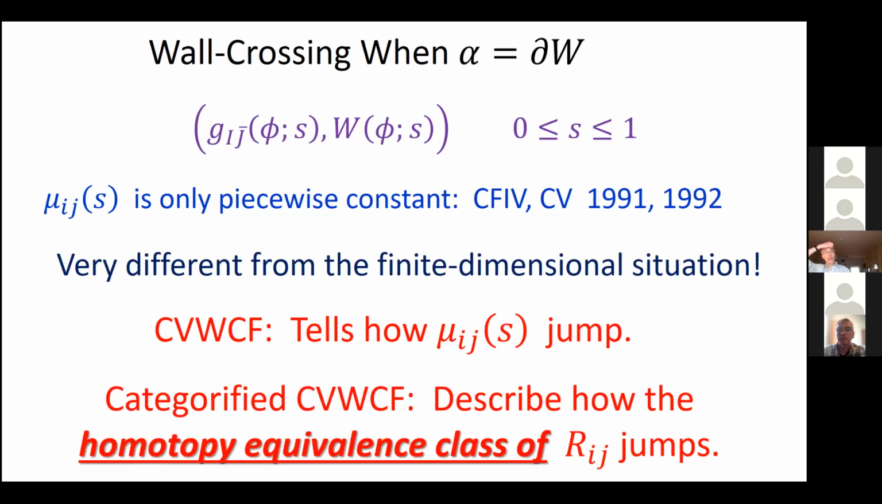But what we want to do today is go further. We want to talk about the so-called categorified Cecotti-Vafa wall crossing formula, which describes more. It describes how the homotopy equivalence class of these chain complexes, R_ij, jumps. Physicists have a kind of slogan that the only meaningful information about BPS states is the BPS indices, maybe refined BPS indices, and you shouldn't try to describe the spaces of BPS states. I disagree with that general folklore. There is refined information when BPS states are described by chain complexes. Namely, I claim that the homotopy equivalence class of those chain complexes is a physically meaningful piece of information which refines the indices.